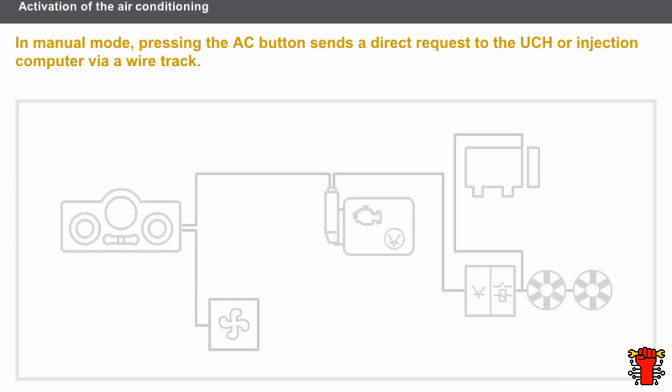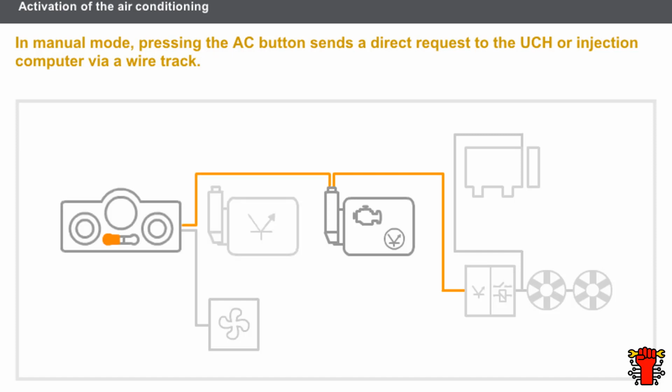After seeing how the air conditioning starts in automatic mode, let us now look in detail at how it starts in manual mode. In manual mode, the air conditioning is mainly managed by the injection computer. When the user controls the air conditioning by pressing the AC button, the control panel sends a request directly via a wire track to the UCH or injection computer, depending on the vehicle type. If the request goes first to the UCH, it is transmitted to the injection computer via the vehicle's multiplex network.